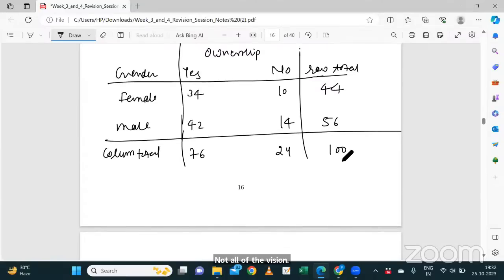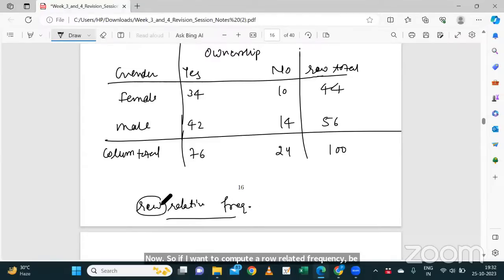Now, be clear with what I'm talking about: row relative frequency. Relative frequency is frequency divided by total, but I'm asking for row relative frequency. That means frequency divided by the row total. Correct or not?